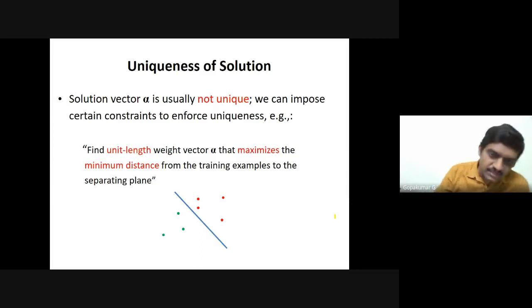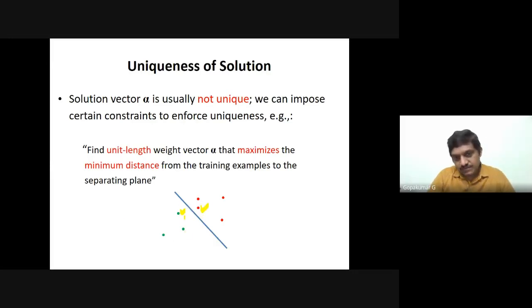So for example, what is the distance from this red point to the separating hyperplane, and from this point to the separating hyperplane? Our ultimate goal is to find a decision boundary with maximum distance from the green points and from the red points. If you consider the green points, a line drawn here will be best, because you can accommodate a lot of green points that may fall in this region.